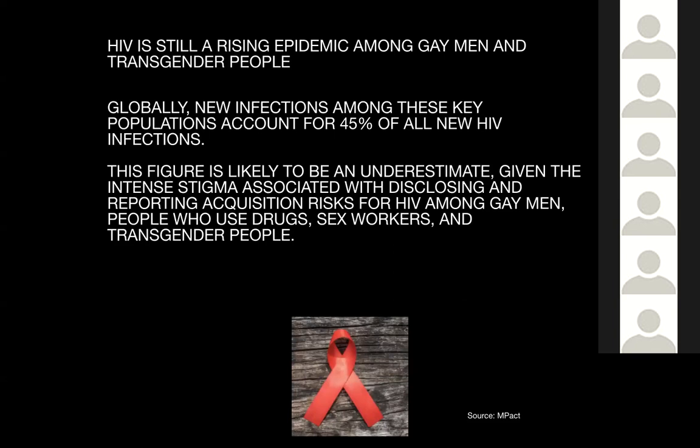So I think without going into a lot of details about the epidemiology, and acknowledging the fact that you all are very familiar with the data in your own country, we can safely say that HIV is still a rising epidemic among gay men and transgender people. Globally, new infections among key populations account for 45% of all new HIV infections. And this figure is likely to be underestimated given the stigma around disclosing and reporting behavior and identities linked to key populations, namely gay men, people who use drugs, sex workers, and transgender people.